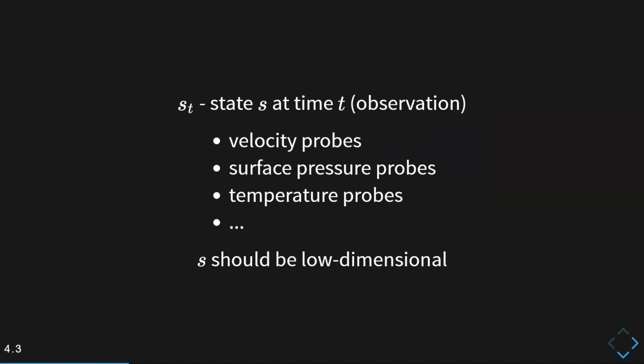So now I have a couple of definitions, let's say. The first one is the state. This is what I already mentioned before: velocity probes, pressure probes, temperature, something like that. In general, if you think in terms of practical applications, you want S to be low dimensional because, right, if you want to control the flow past your car or your aircraft, it's not feasible if you have to know the velocity in the entire volume around your vehicle, right? Doesn't make sense.